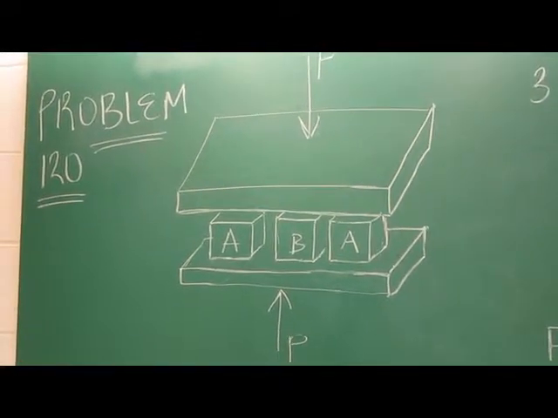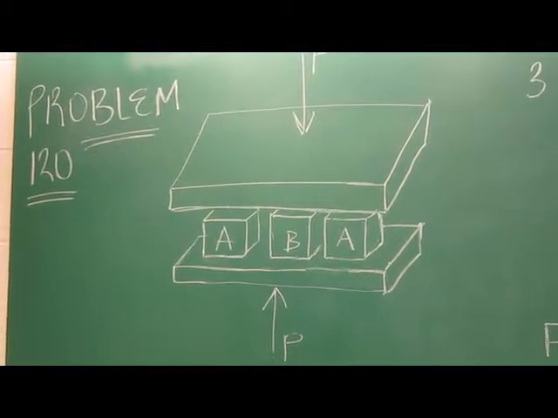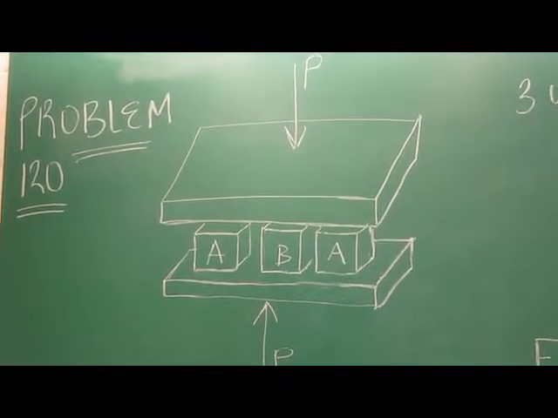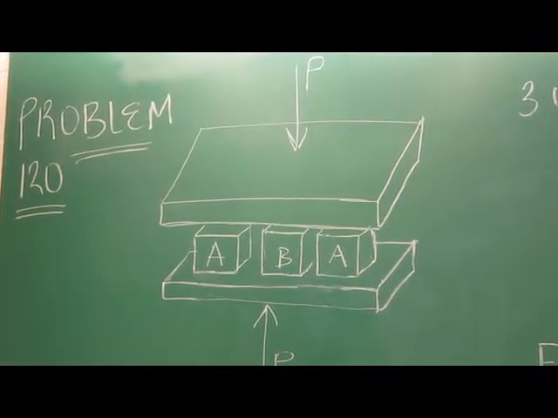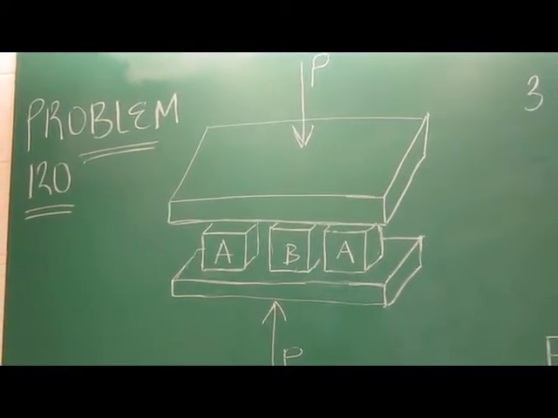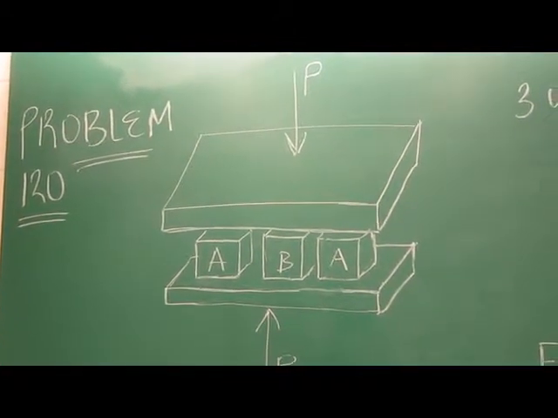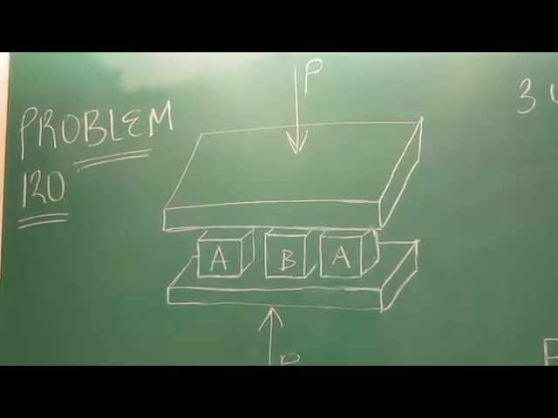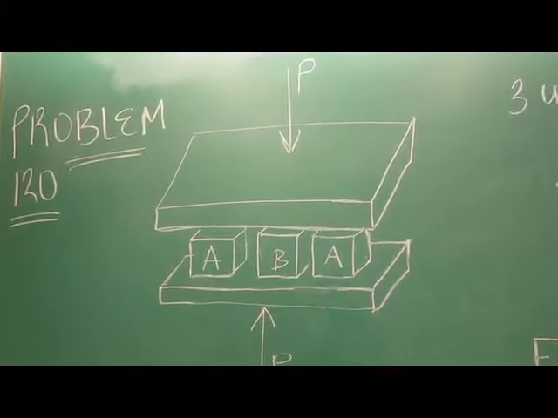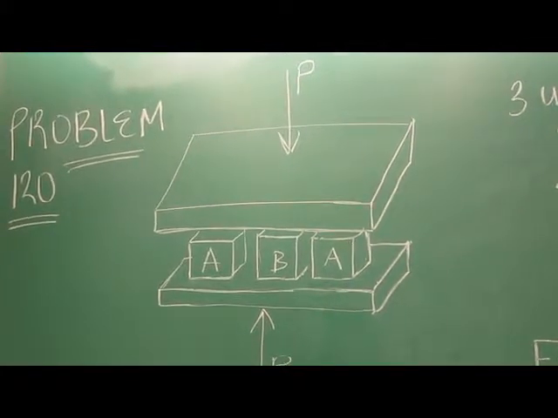Hi, this is the solution for problem 120. For this problem, 3 unit cubes with dimensions 1 by 1 by 1 are uniformly compressed between two rigid plates with an aggregate force of P. The change in height is the same for all 3 cubes. The 2 outer cubes are made of material A, while the inner cube is made of material B.